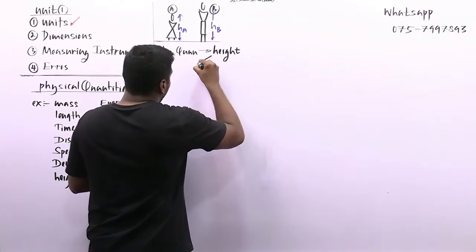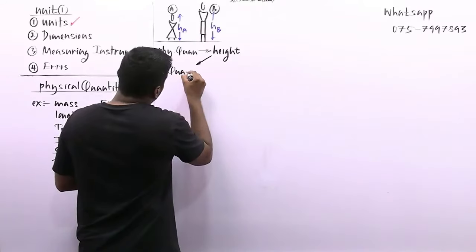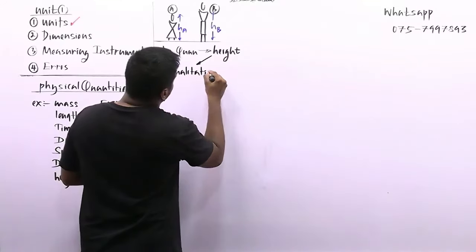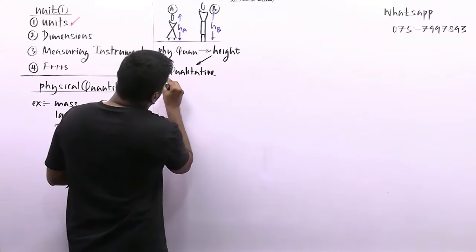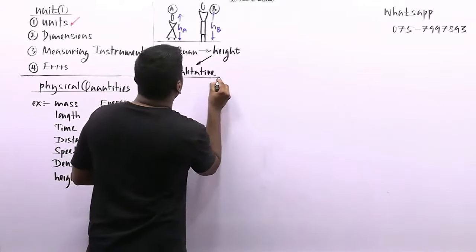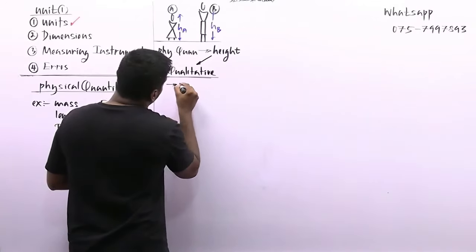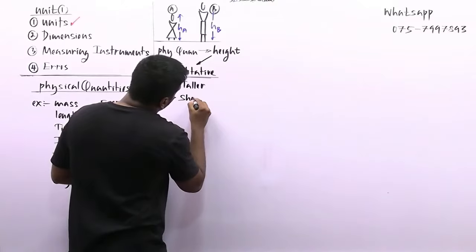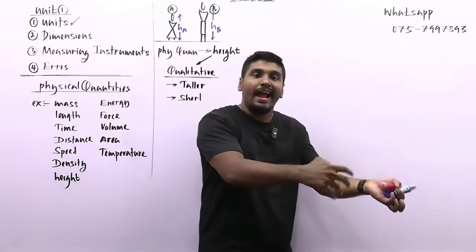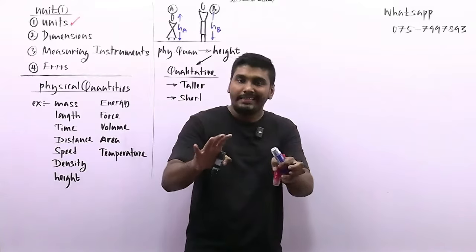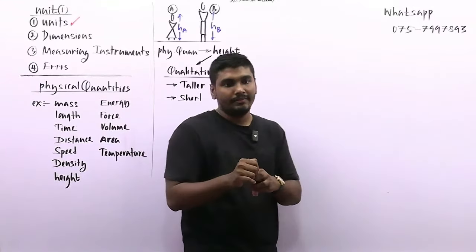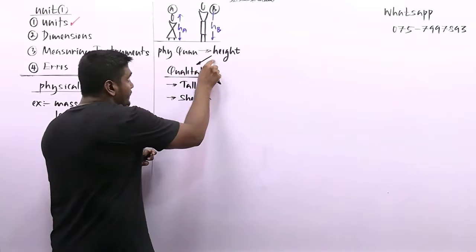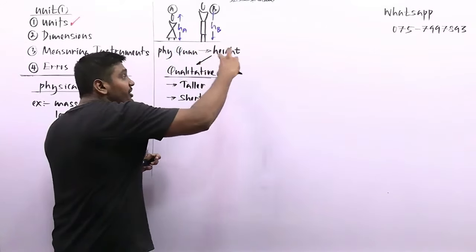If you are doing a qualitative measurement, you can use words like tall, short. This object is heavier than that object. This object is lighter than this object. Then how can I express the height of these two people quantitatively?